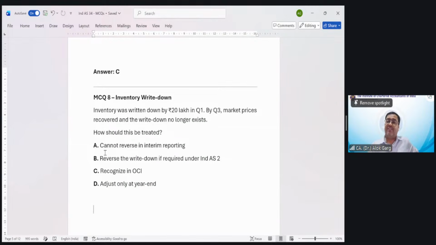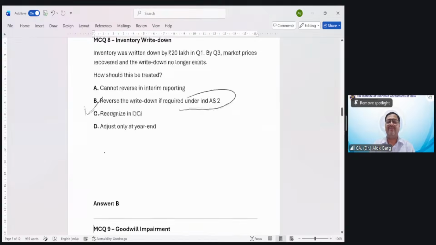I need the response from all the students. Yes, you have to. Only goodwill impairment reversal is not allowed; other than goodwill, it is allowed. So you have to reverse the write down if required under Ind AS 2, the inventory standard. Okay, right? B is the right answer.